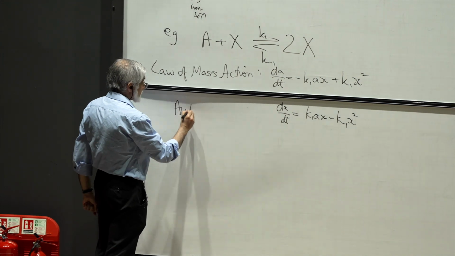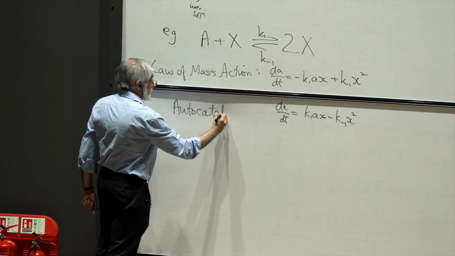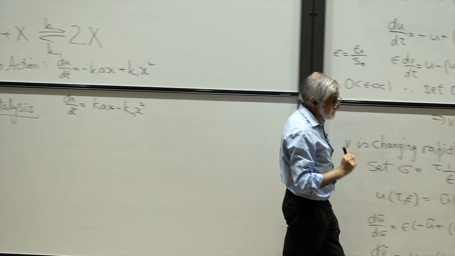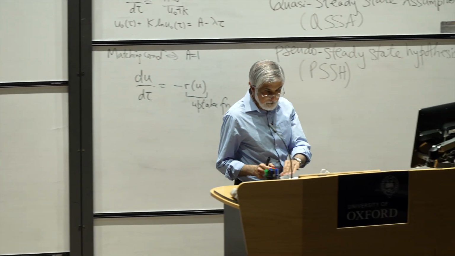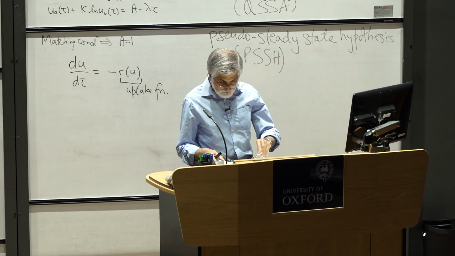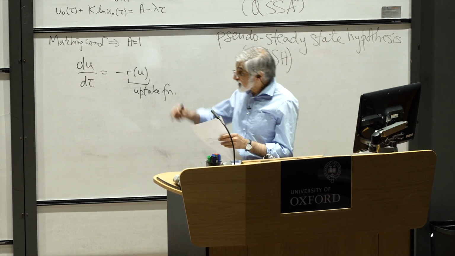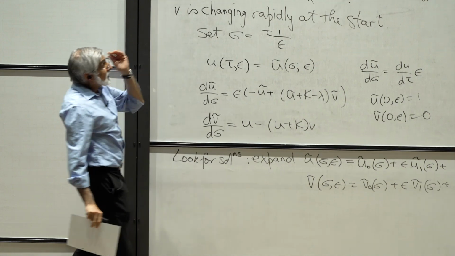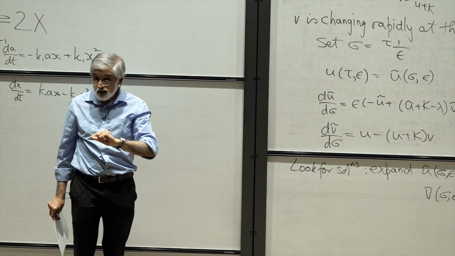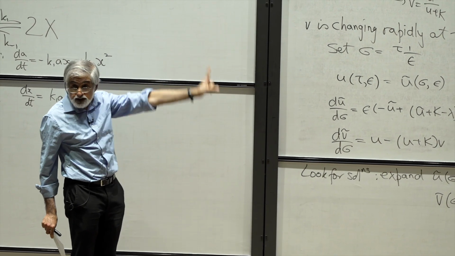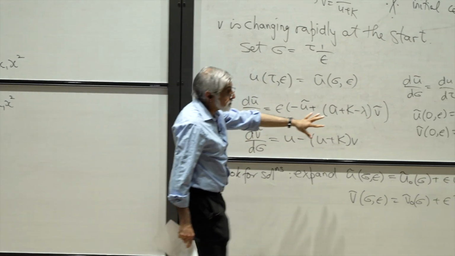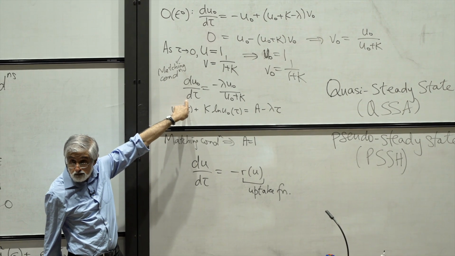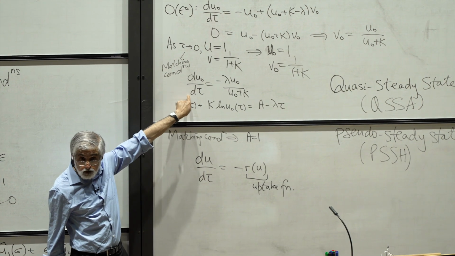And this is called autocatalysis, because X catalyzes its own production. Okay? So this is an example of using different scales, and it's an example of what's called model reduction, because we started off with 4 ODEs to solve, and we ended up having only 1 ODE to solve. So we reduced the problem significantly. That's called model reduction.